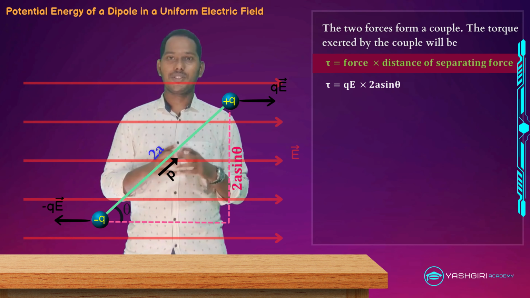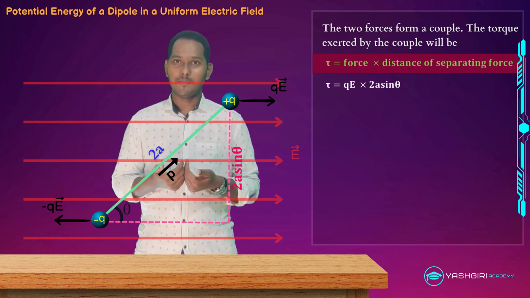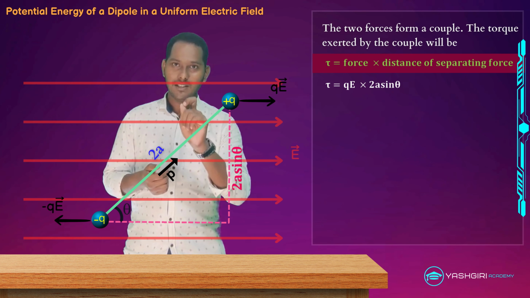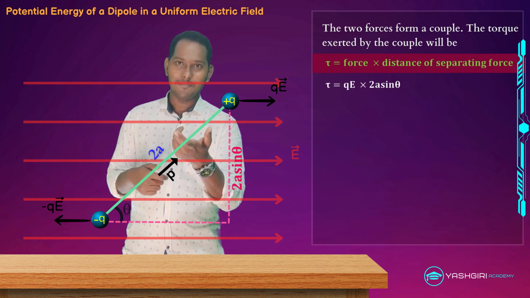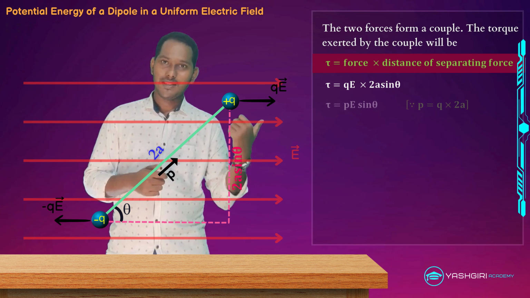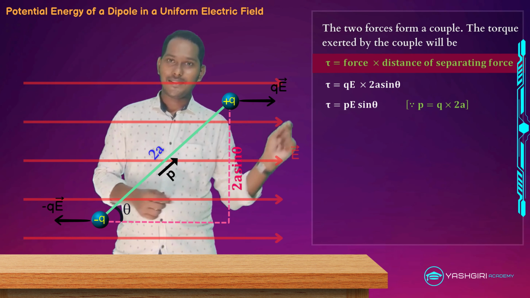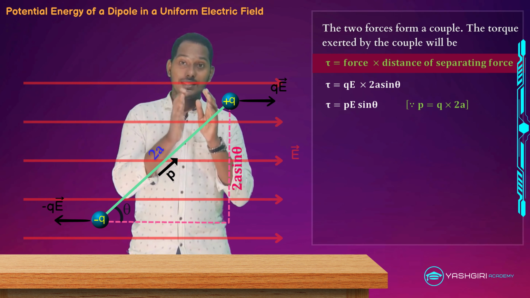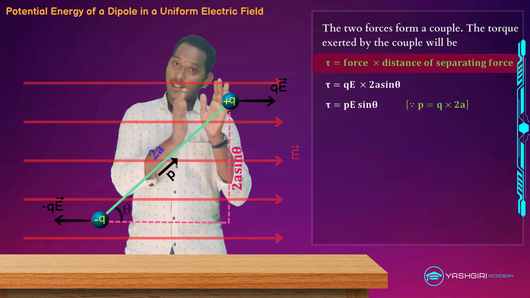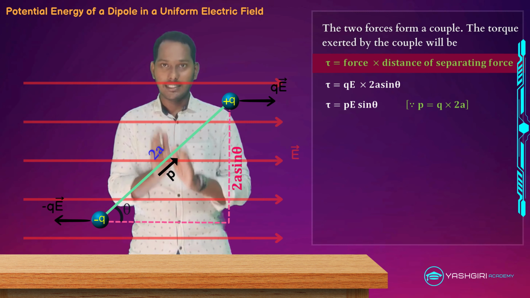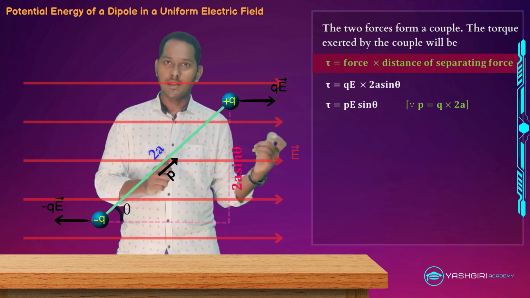And if you remember, students, what is an electric dipole moment? Yes, which we represent by P, that is nothing but Q times 2a, right? So I can just replace that Q into 2a by P, and the torque here I will be getting is the electric dipole moment into the electric field into sine theta. So this is what I'm having here.